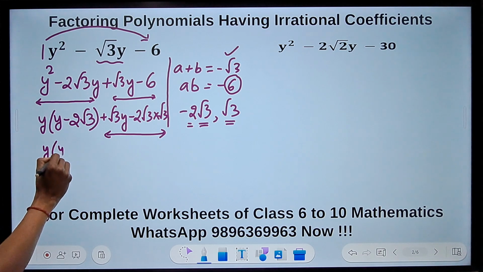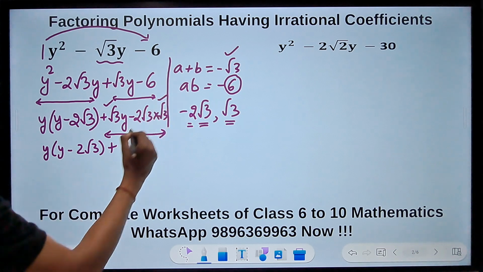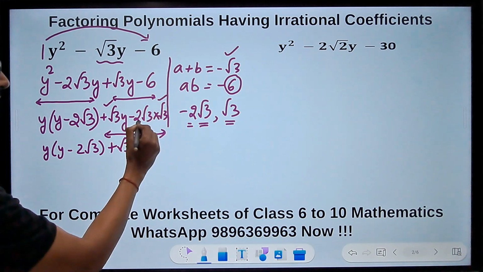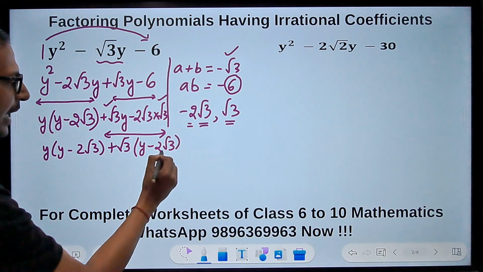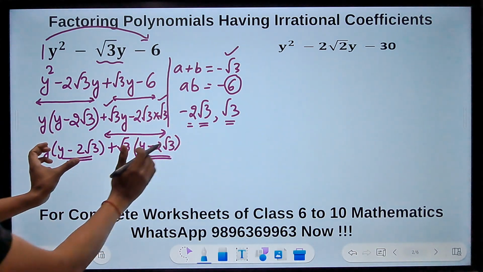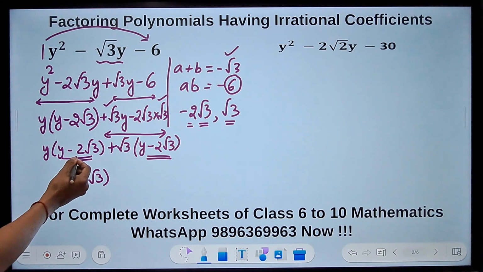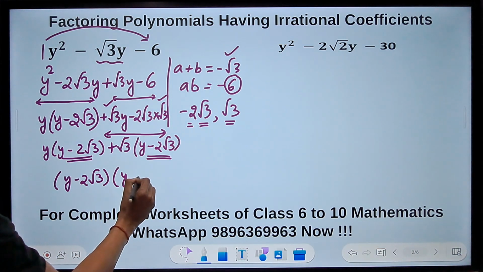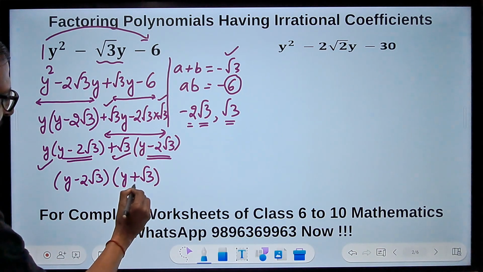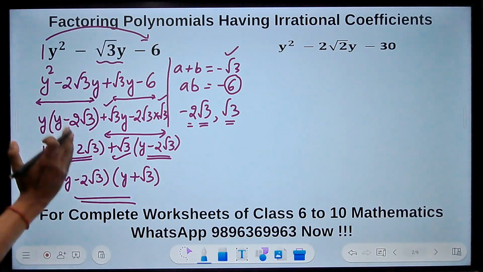So y times y minus 2 root 3 and plus, now we have a root 3 as a common factor, which gives me the same thing. See, y minus 2 root 3 in the bracket. So we have a common bracket here, and this is what I wanted, a common bracket. So the common bracket y minus 2 root 3 forms the first part of your answer, and the second part y plus root 3, that is the terms which are left out, forms the second factor, giving us the answer for this particular question.